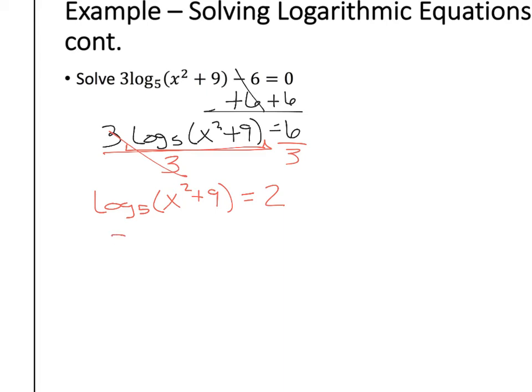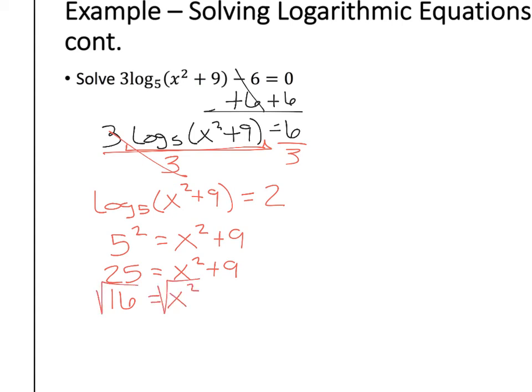So this base right here becomes my base. The answer over here becomes my exponent, equals x squared plus 9. So I have 5 squared is 25, and then I have x squared plus 9. I'm going to subtract my 9 over, so I get 16 equals x squared. Take the square root of both sides. I get x equals plus or minus 4.